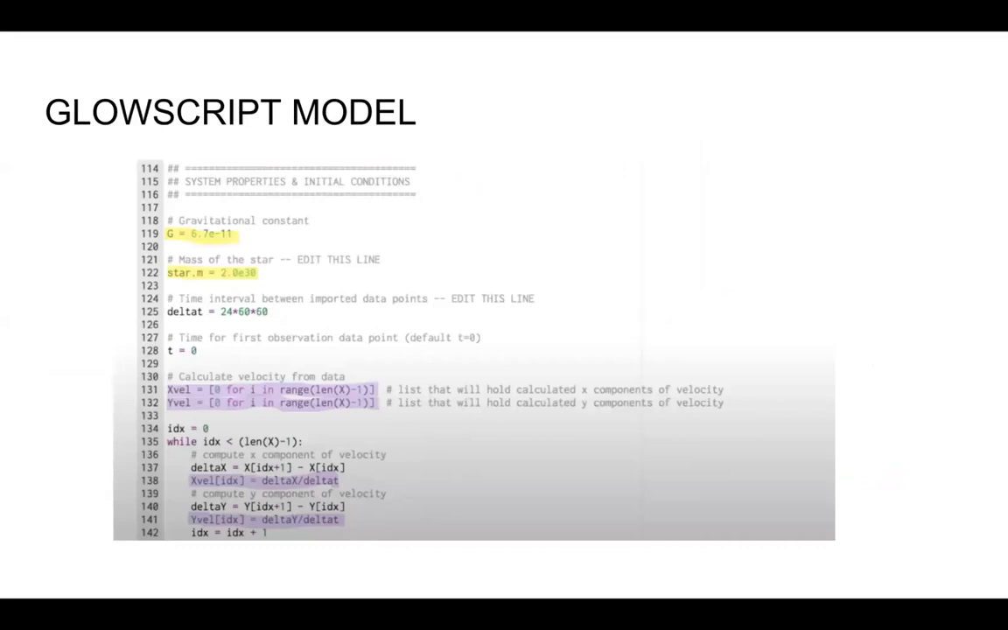Then the gravitational constant of 6.7 times 10 to the negative 11 newton meters squared per kilogram squared was plugged in, as well as the star's mass of 2.0 times 10 to the 30th kilograms, and the time interval between data points, which was indicated to be 1 day.